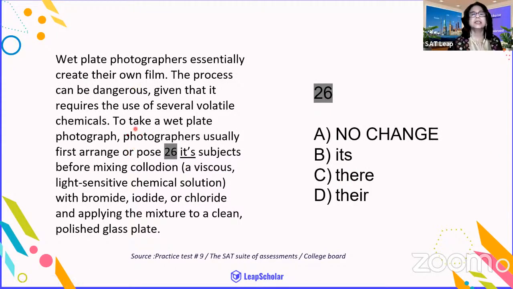Read the sentence. To take a wet plate photograph, photographers usually first arrange or pose dash subjects before mixing collodion with bromide, iodide or chloride. Okay, and doing whatever. So what is the noun that this underlined part is replacing? Whose subjects? This is not strictly a pronoun. It's called a possessive adjective, but it behaves, I mean, the mistakes are similar. So that is why we classify these under pronouns.